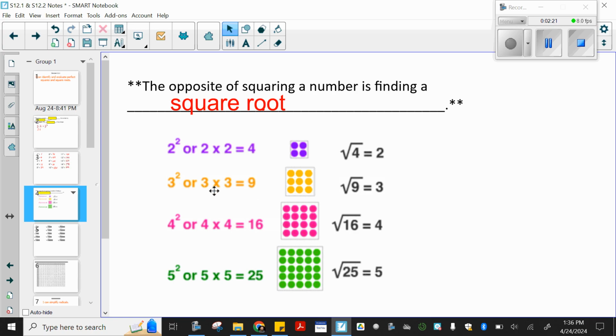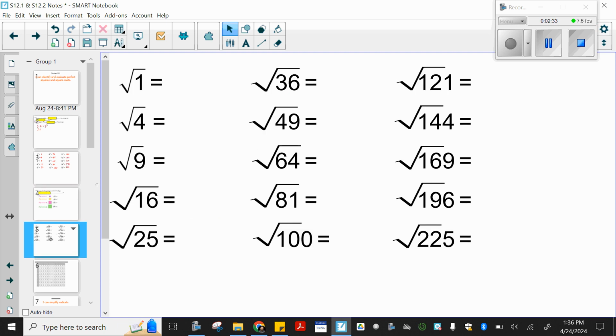3 squared, 3 times 3, which is 9. Here's 9. Square root of 9 is 3. Square root of 16 is 4. 5 squared equals 25. Square root of 25 equals 5. All right, see the pattern? So we can do that same thing here, just reversing what we did.